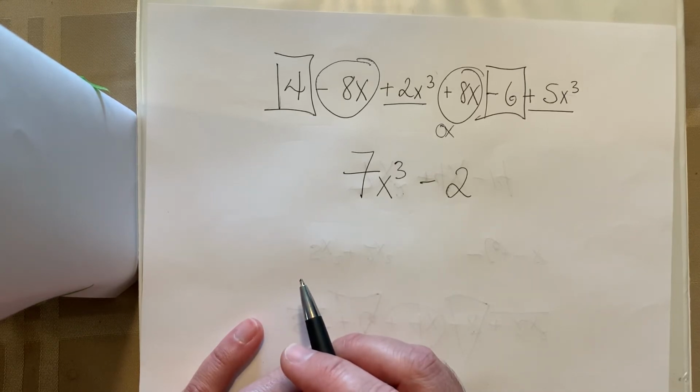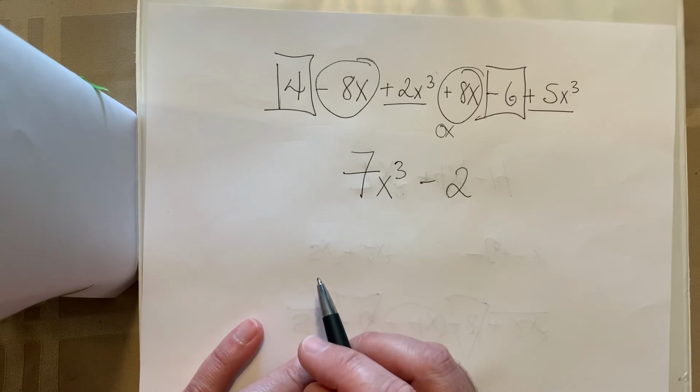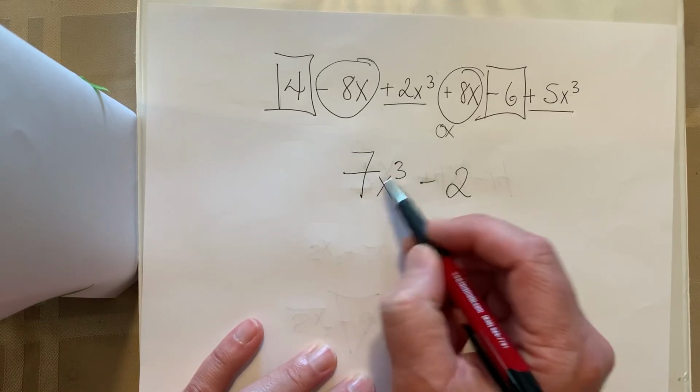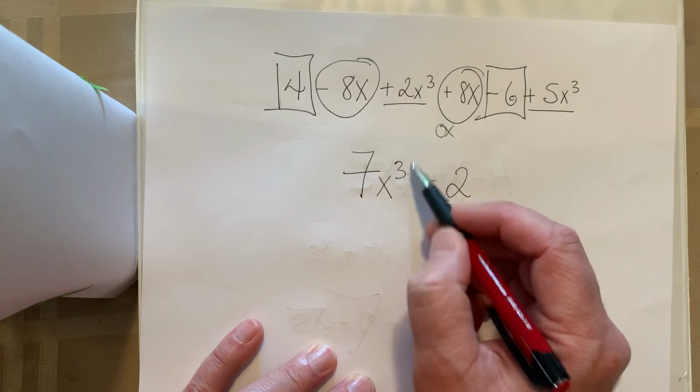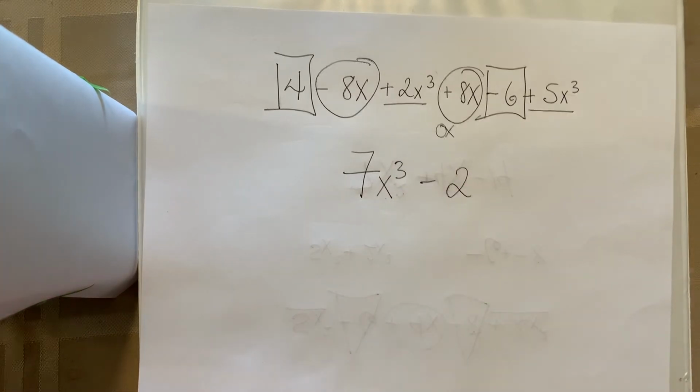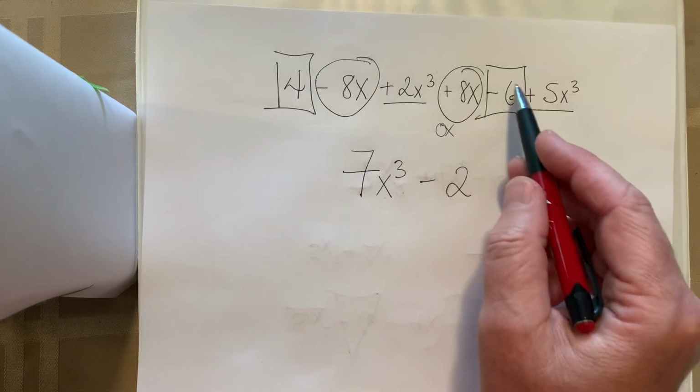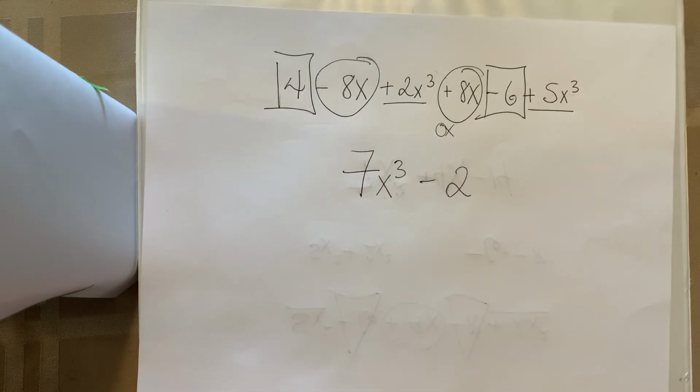So again, to wrap up, combining like terms, you're looking for the same variable and the same exponent. If you have that, you can combine them. You can put them together. Or if you just have regular old numbers, you can add those together also.